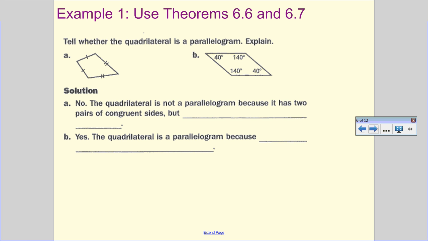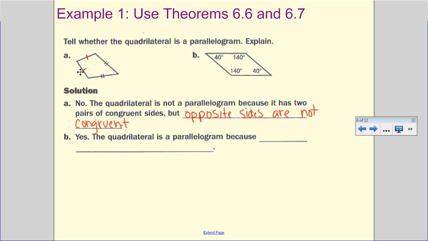All right, so how do we use that? Tell whether the quadrilateral is a parallelogram, and if it is, explain. So when I look at A, I see that I've got congruent sides, but those aren't opposite sides being congruent. And so I'm going to say no, the quadrilateral is not a parallelogram because it has two pairs of congruent sides, but opposite sides are not congruent. All right, opposite means they have to be across. They do not intersect. They do not meet at an endpoint.